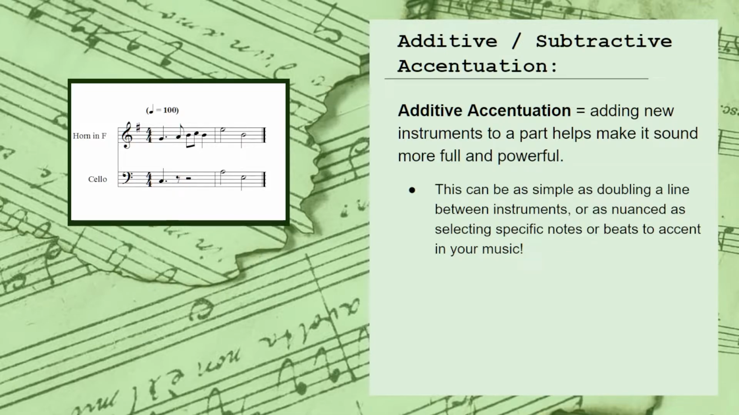In our example, we have the French horn playing a motivic idea, but an octave below, the celli are performing a simplified version to help accent the most important notes in the motif.